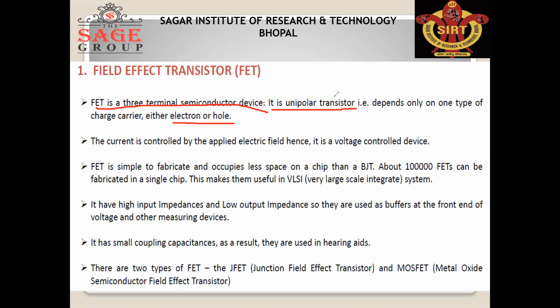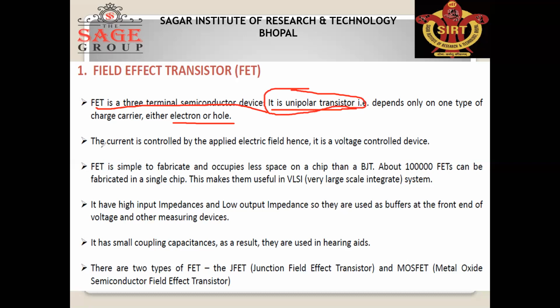It is a difference between the BJT and FET, because in BJT current conduction takes place due to both types of charge carriers, electrons and holes, whereas in FET the current conduction takes place either by the flow of electrons or by the flow of holes. So only one type of charge carrier takes part in the conduction of current. That's why it is known as the unipolar transistor.